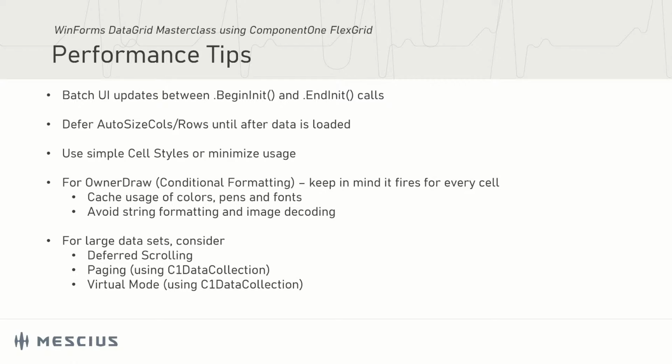So here, the first tip I have is batching the UI updates between these begin init and end init calls. This ensures FlexGrid only calculates its layout once and not many times as you're setting up the grid and doing a million things to it. Second tip here is to defer auto-sizing the rows and columns until after the data is loaded.